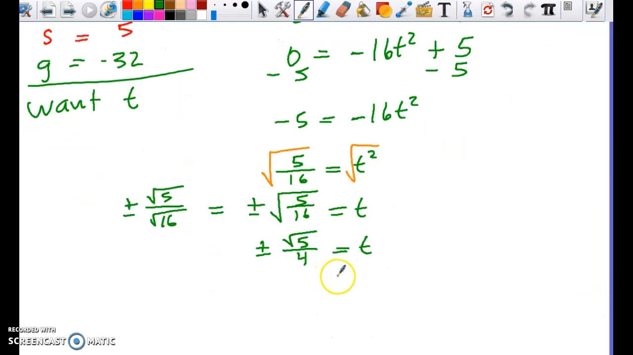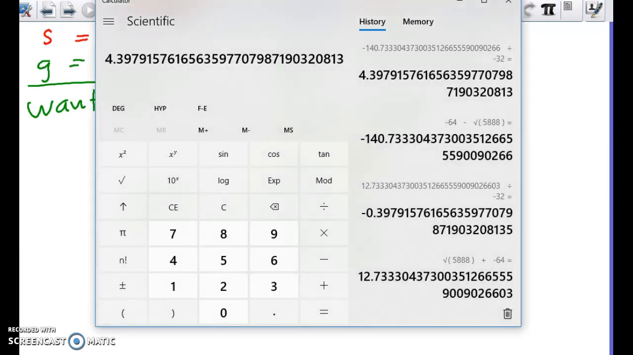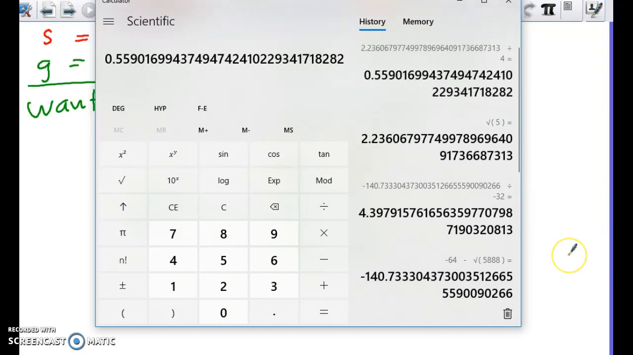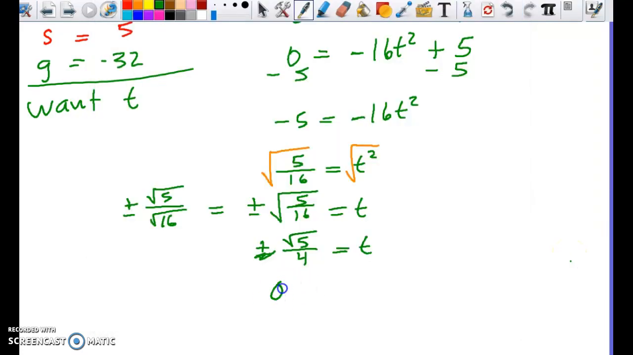Now, which answer are you going to choose? Since I'm measuring time, does it make sense to have negative square root of 5 over 4? It doesn't, so I just need the positive one. So I'm going to use a calculator and estimate what the square root of 5 over 4 actually is. I'll take 5, take the square root, divide by 4, and get 0.559, or 0.56 if we round to the hundredths place. And that's time, so we're going to label that as seconds. Okay, and that's t, that's our answer.